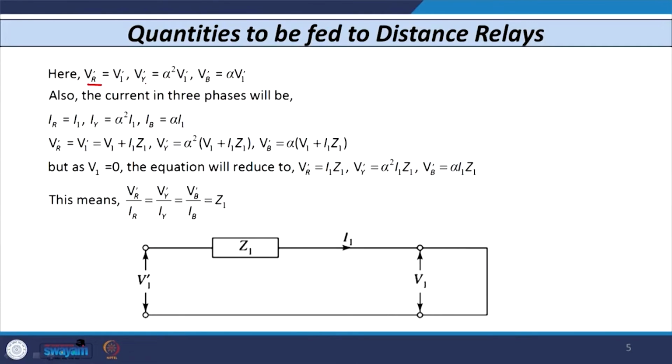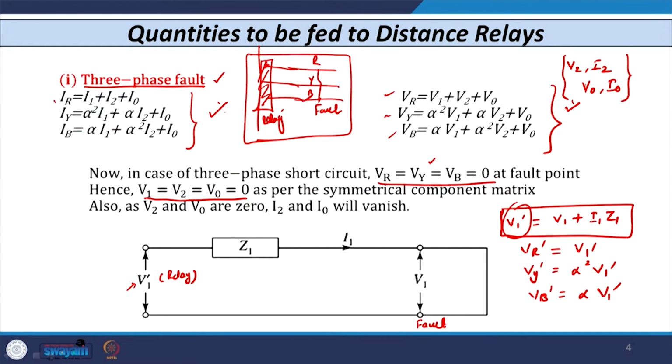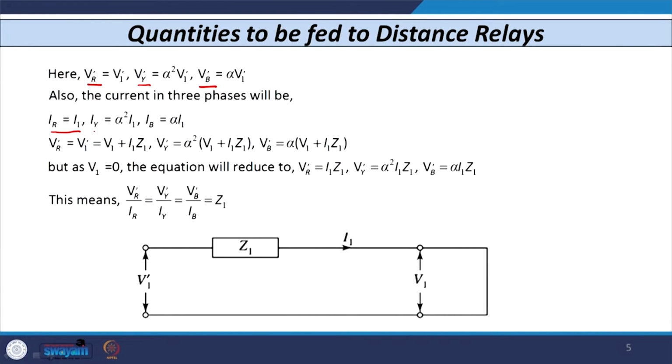So as I told you, the 3 voltages Vr dash, Vy dash and Vb dash can be obtained. Now we need the 3 currents IR, Iy and Ib. IR is equal to I1, because in the earlier case, if I consider this equation, IR is equal to I1 since I2 and I0 are both 0. Similarly Iy is equal to alpha square I1, again I2 and I0 are 0, and similarly Ib is equal to alpha I1. So we have IR, Iy and Ib.